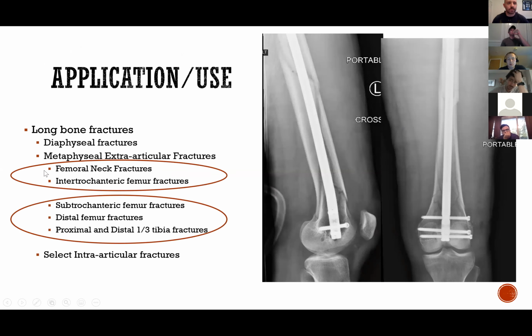I want you to separate these in your head. Okay, femoral neck fractures, intertrochanteric fractures, those are hip fractures. The way we treat these is different than the way we treat diaphyseal fractures, and it's also different than the way we treat the other type of metaphyseal fractures. Subtrochanteric femur fractures have very specific things that make them difficult. Distal femur fractures have very similar attributes to proximal and distal third tibia fractures that make them difficult to treat. These are just a separate entity entirely.